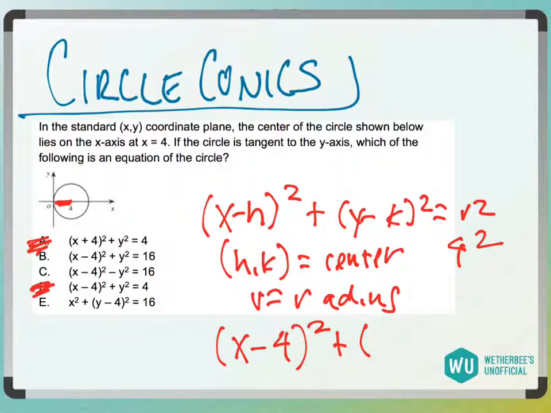And then plus y, basically y minus 0 squared, which is just the same thing as y squared. So x minus 4 squared plus y squared would be answer choice B: x minus 4 squared plus y squared equals 16.